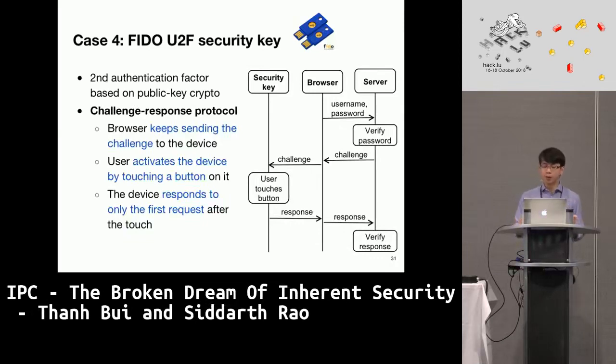First, the user must register the device with the online service for which it wants to enable the second factor. Basically here, the device generates a public key pair, and the service links the public key to the user. After that, when the user wants to log in, the service will send a challenge to the browser, and it expects to see a response containing the device signature on the challenge. To get the response, the browser will repeatedly send a challenge to the device until it receives the response.